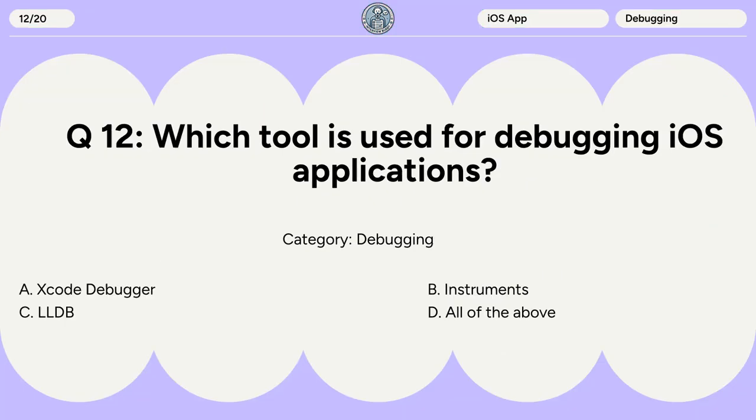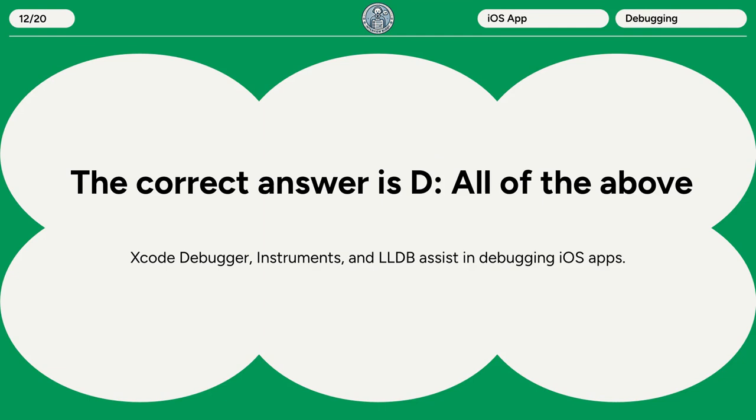Question 12. Which tool is used for debugging iOS applications? A. Xcode debugger. B. Instruments. C. LLDB. D. All of the above. The correct answer is D. All of the above. Xcode debugger, Instruments, and LLDB assist in debugging iOS apps.